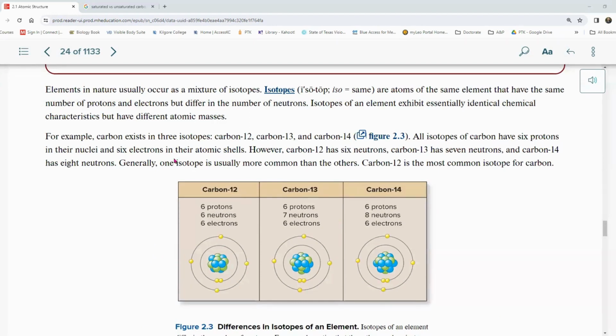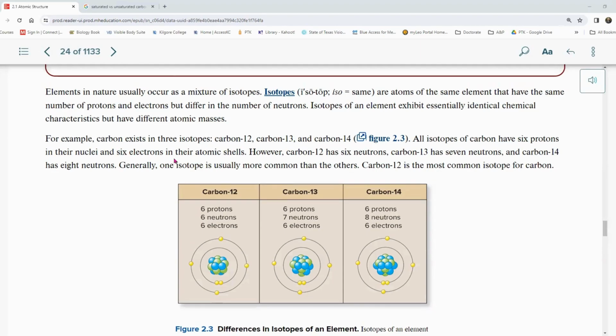So there's also such a thing called isotopes. Isotopes are where you have an element that has a different number of neutrons. Protons never change. So if you change the number of protons, you have changed the element.